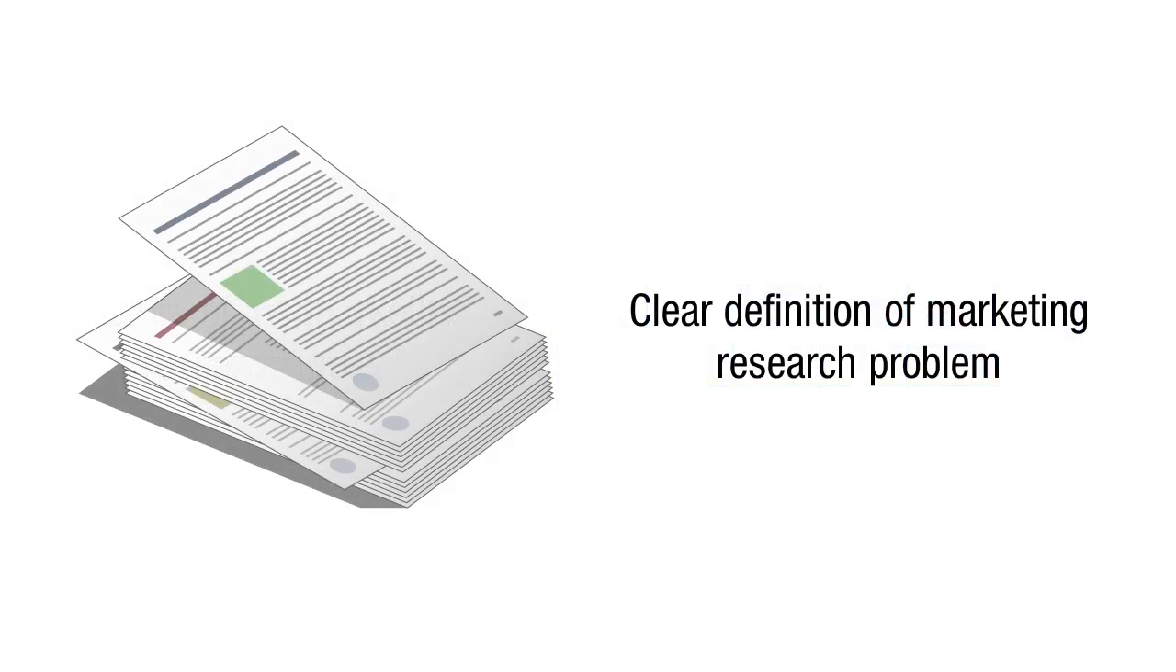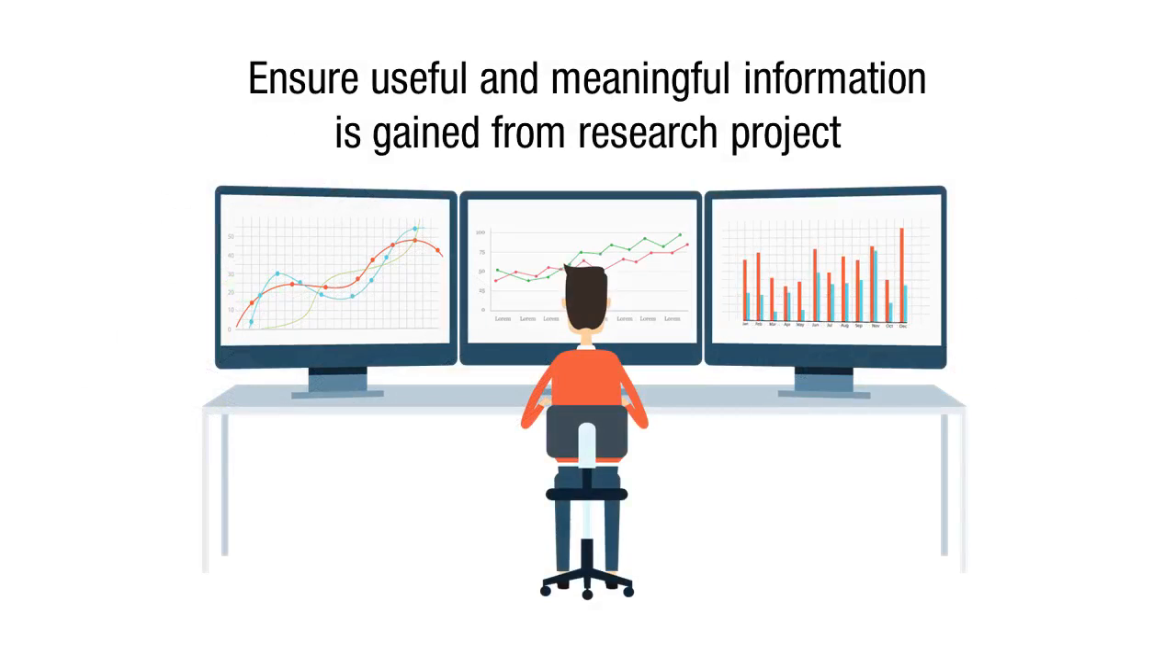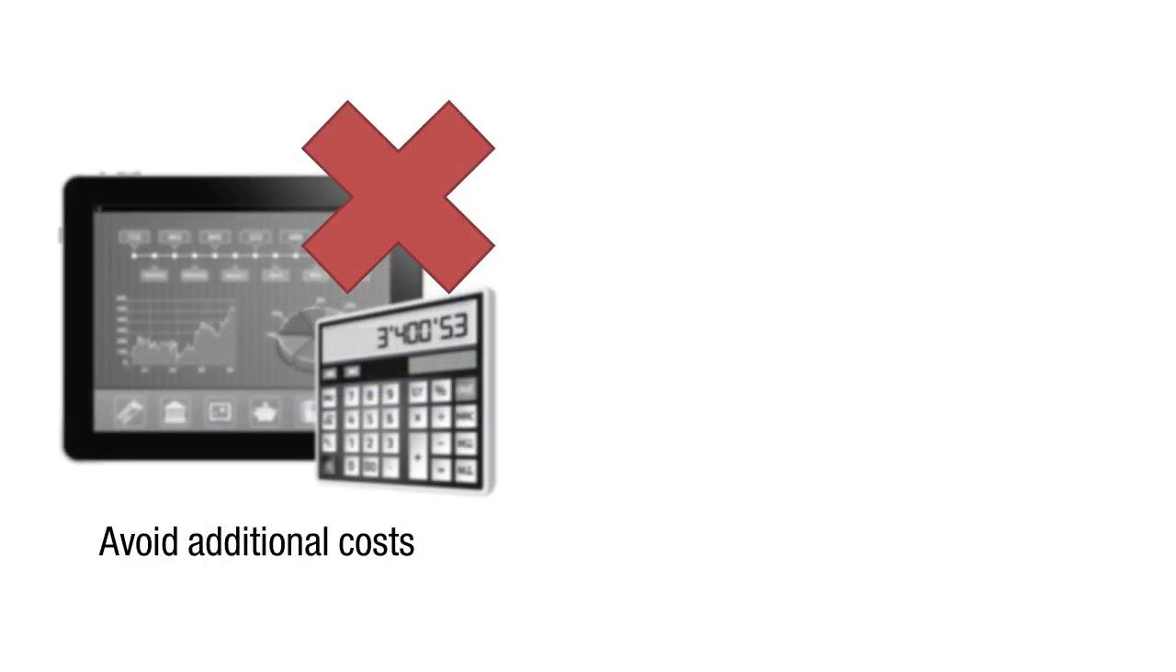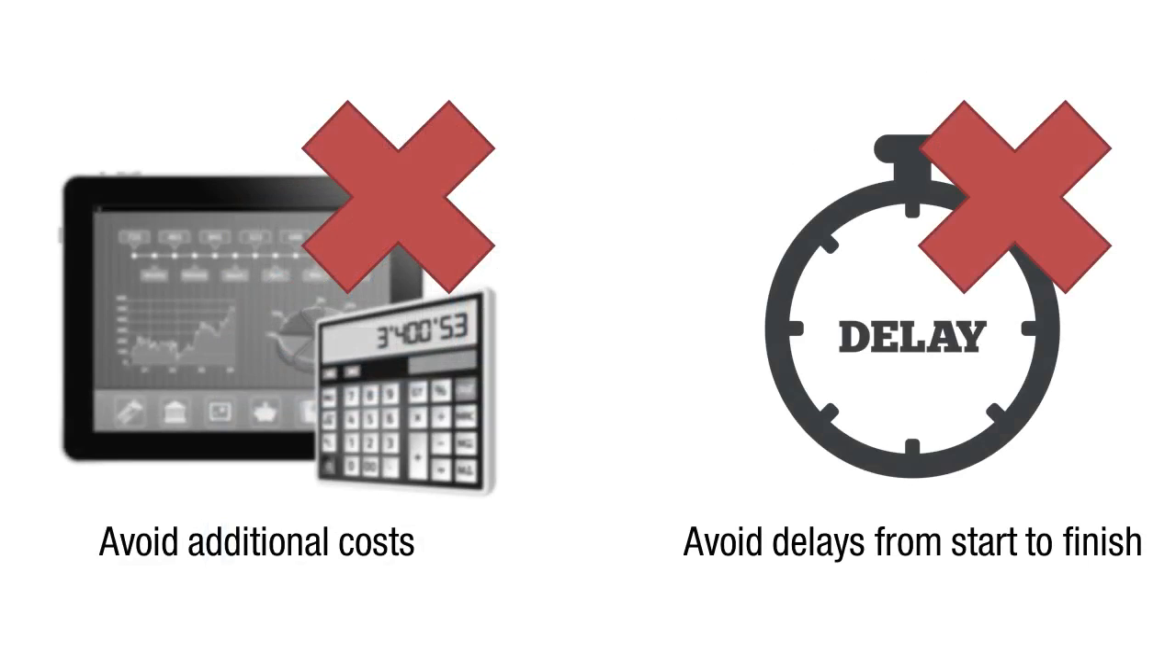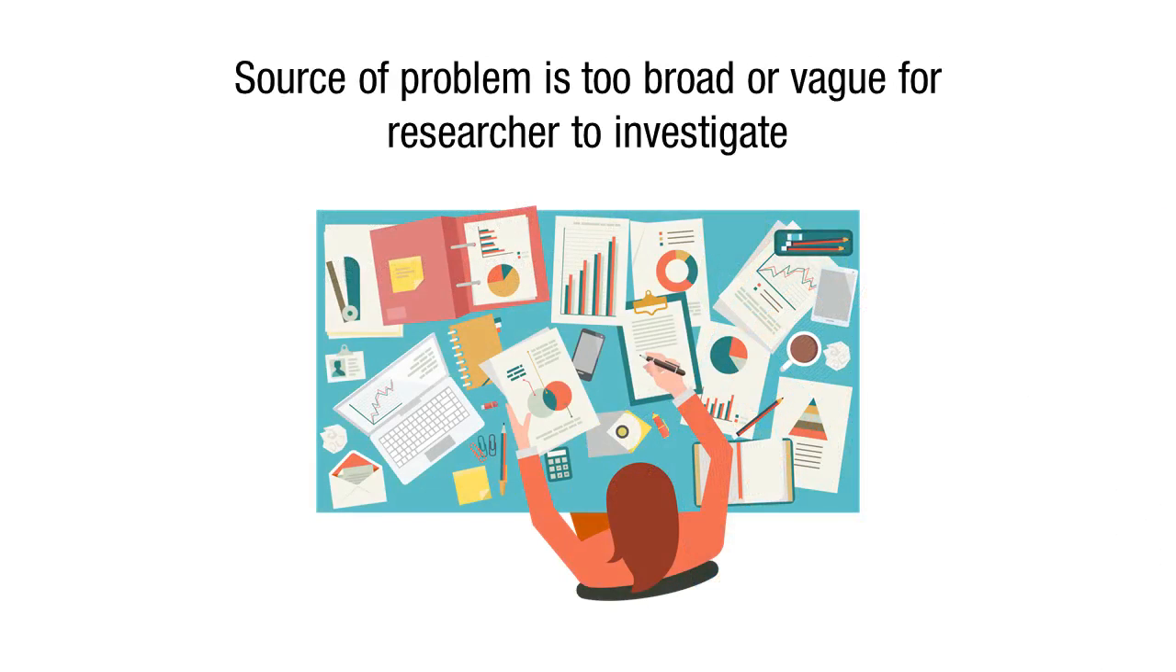Clear definition of the marketing research problem will help ensure that useful and meaningful information is gained from the research project, and will help the team avoid additional costs and delays from start to finish. Identification of the research problem is also one of the most difficult phases in a project. Often, the problem or the source of the problem is too broad or vague for the researcher to investigate.